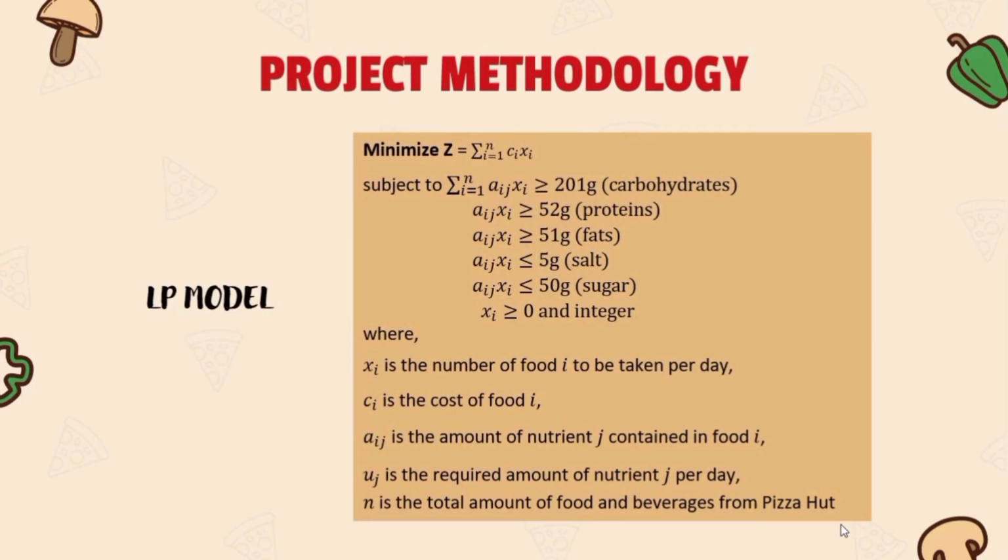So this is the LP model that we had formulated. Since we want to obtain a healthy meal at a minimal cost, we use minimize Z. And then these are the constraints that are involved. The constraints are set according to the minimum nutrient requirement for adults daily. In this study, we only consider 5 nutrients, which are carbohydrates, protein, fat, sugar, and salt.